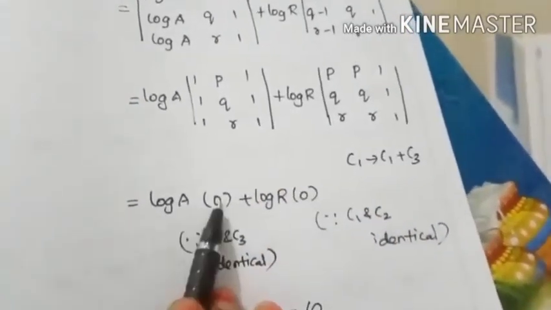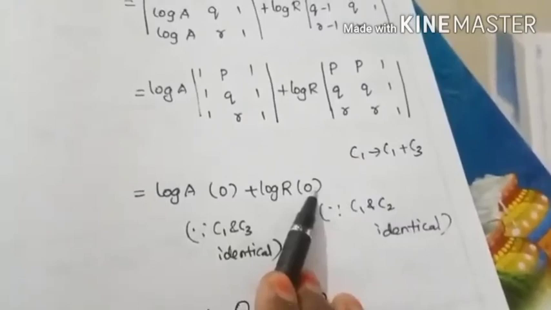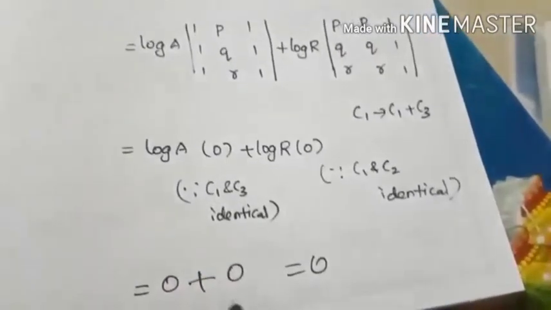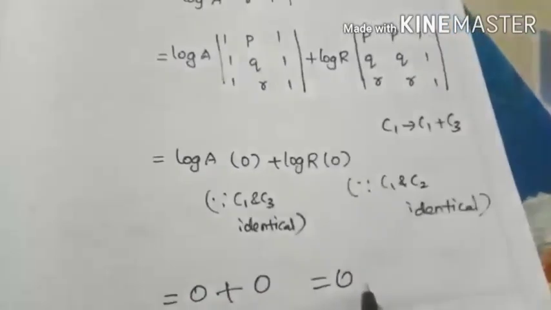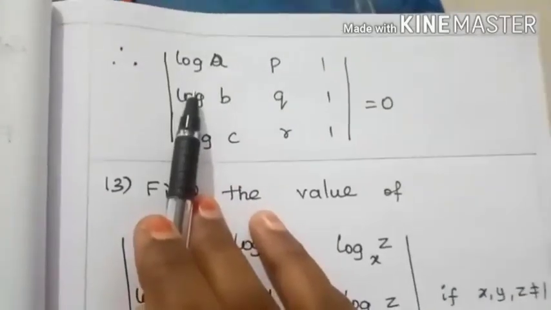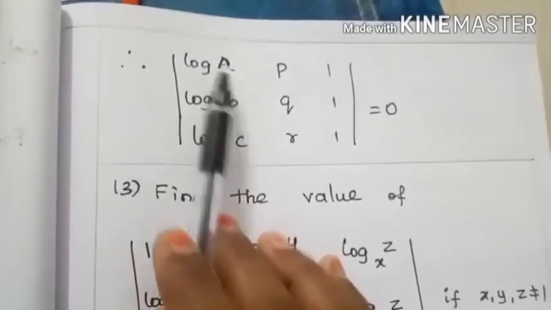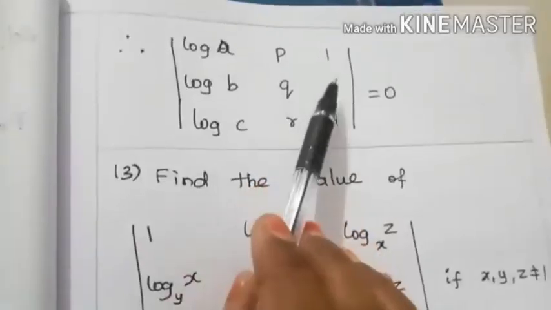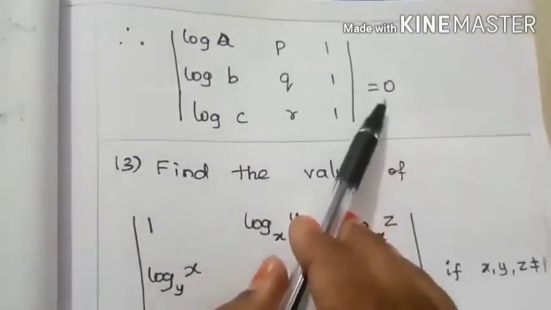So log A into 0 plus log R into 0, which is equal to, log A into 0 is 0 plus log R into 0 is 0. So 0 plus 0 is equal to 0. Therefore, the determinant of log A, log B, log C; P, Q, R; 1, 1, 1 is equal to 0.